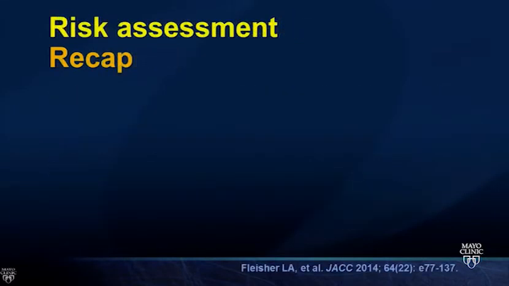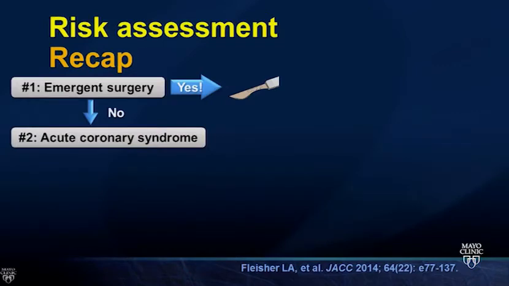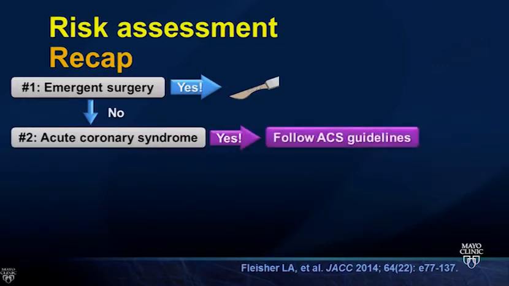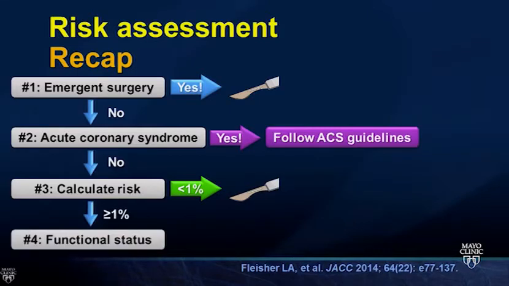So let's recap risk assessment now that we've covered everything, including non-invasive stress testing. Remember, first question that you need to ask, is the surgery emergent? If it is, patient goes to the operating room, you're done. Number 2, is the patient having an acute coronary syndrome? If the answer is yes, treat their acute coronary syndrome. Number 3, calculate their combined clinical and surgical risk. If that is less than 1%, send the patient to the operating room. If that is more than 1%, assess their functional status.